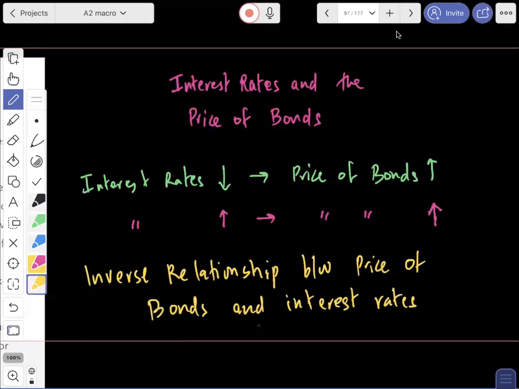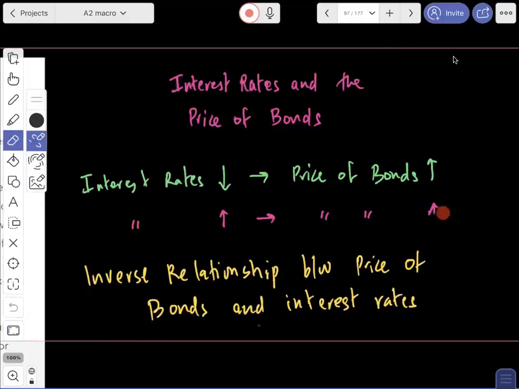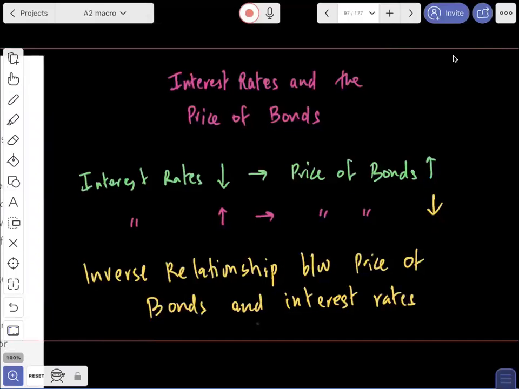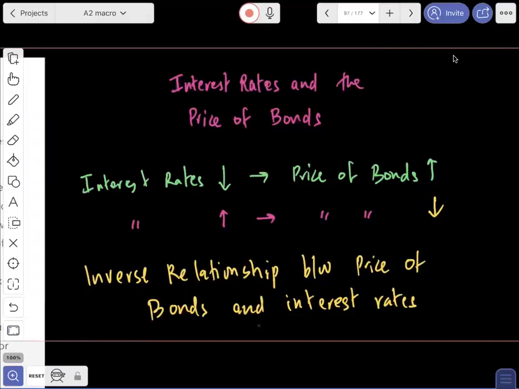Before I go on, somebody's asking me a question. Yes, you're right, sorry. The price of bonds should fall when interest rates rise. When the interest rate falls, the price of bonds rises. So there is an inverse relationship, you're right. Thank you, Arvind. Why is there an inverse relationship is the next question we need to ask.